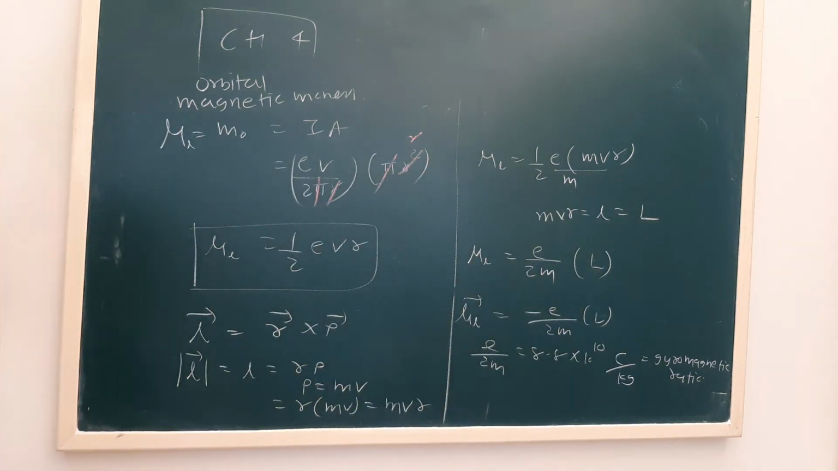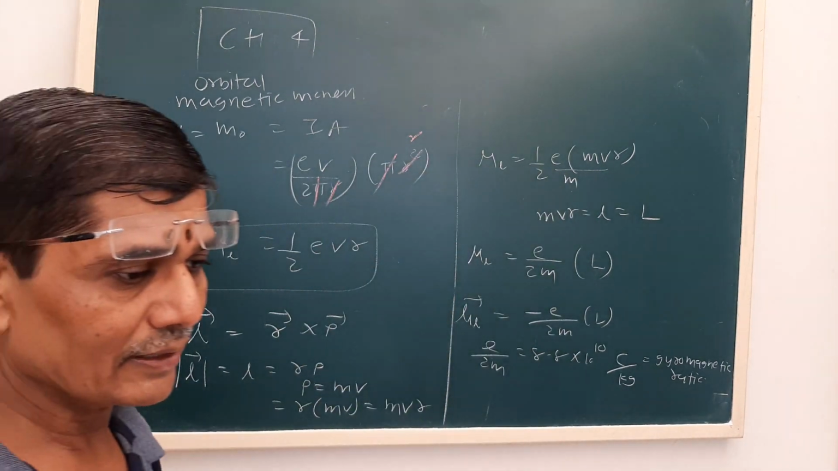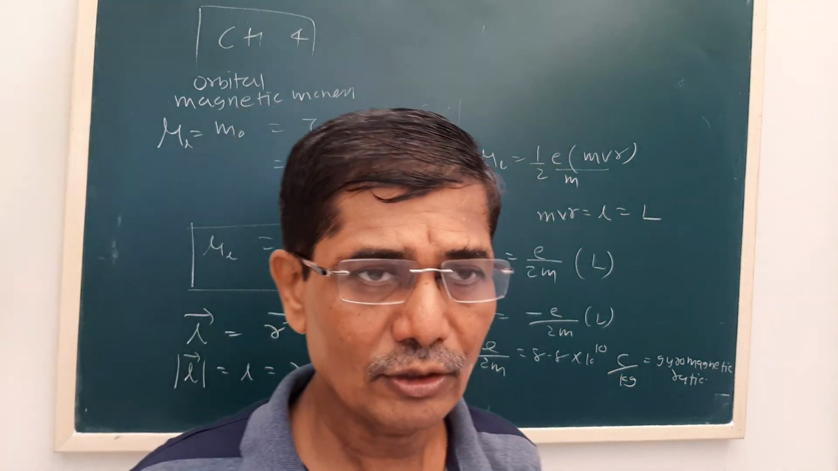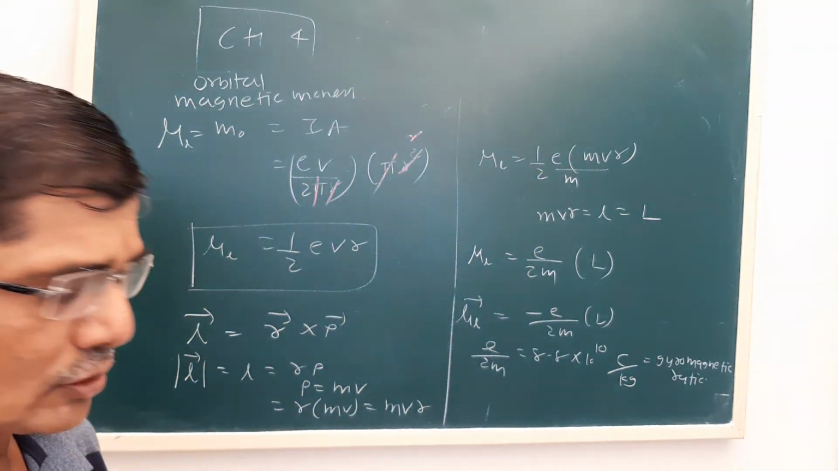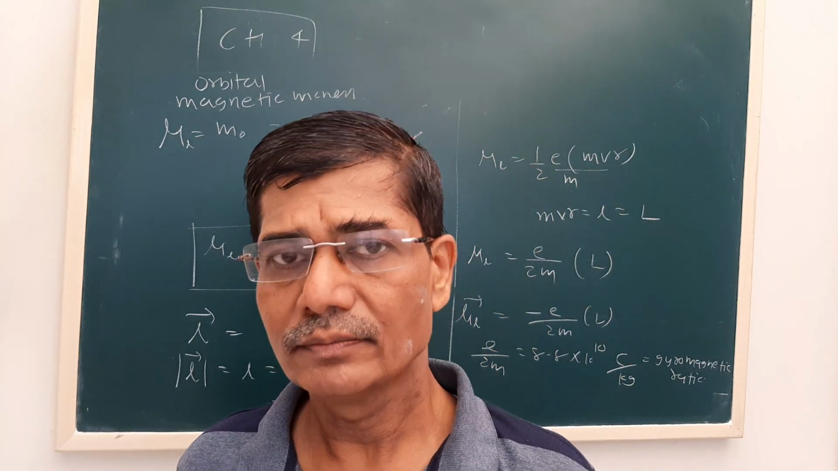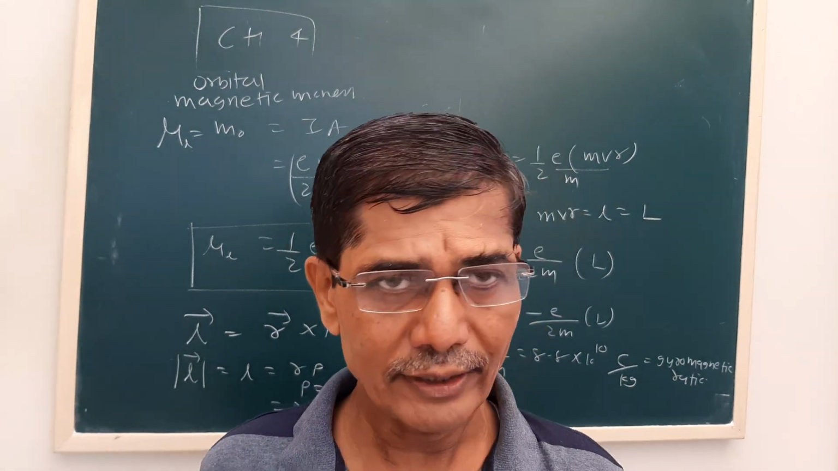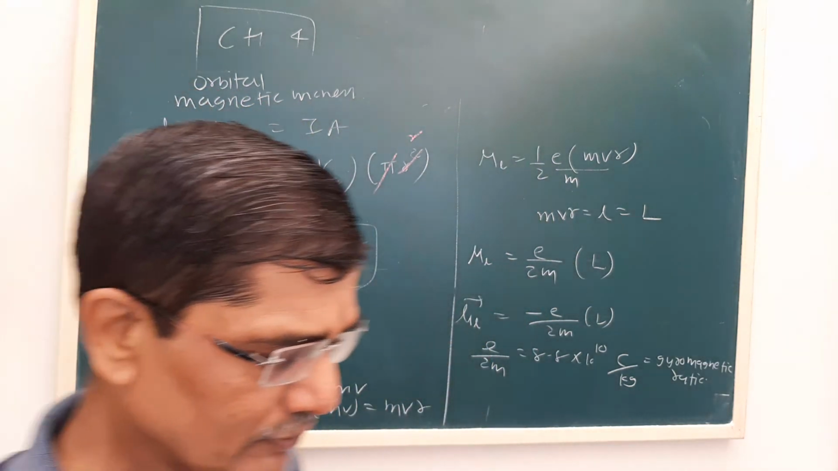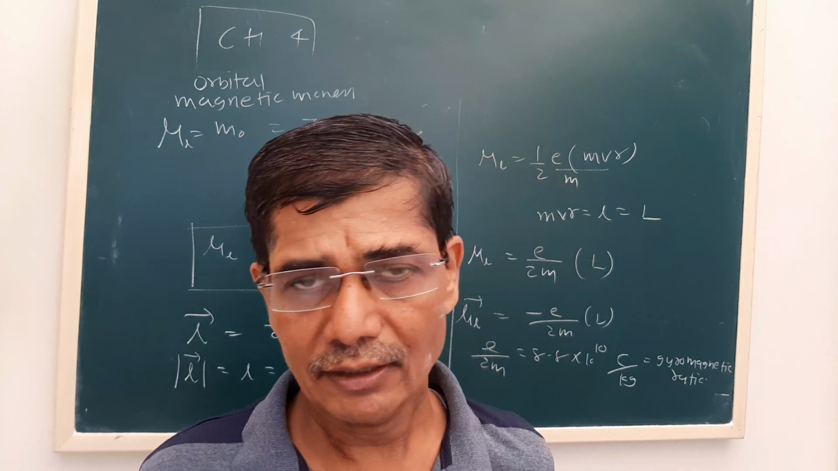So this is about the orbital magnetic moment of an electron revolving around the nucleus. Now see, what we have seen today: today we saw about the magnetic field of a solenoid and a toroid. We also discussed the orbital magnetic moment of an electron revolving around the nucleus.